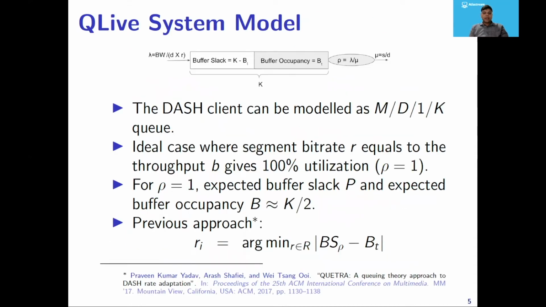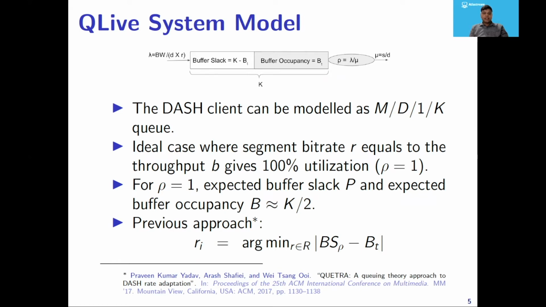Now, coming back to the system model for bitrate and playback speed adaptation, we model the DASH client as an M/D/1/K queue where the total capacity of the queue is K, assuming the chunks or segments arriving in the queue are independent, the service rate is deterministic and is based on the playback speed of the video, and there is only one decoding instance.